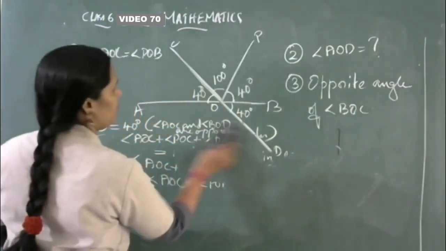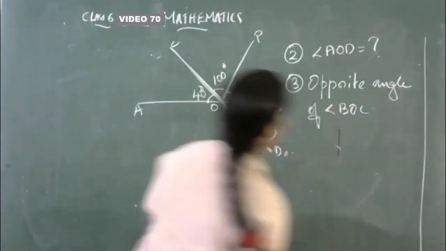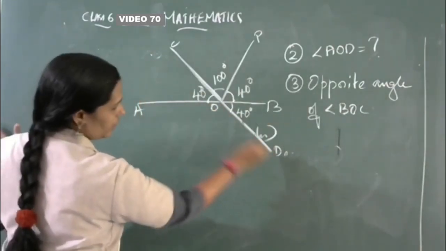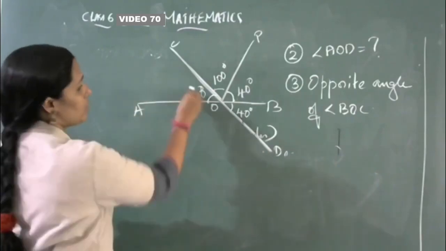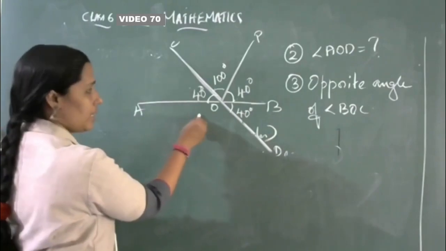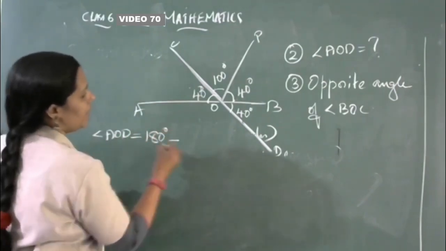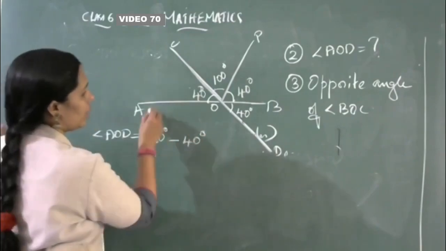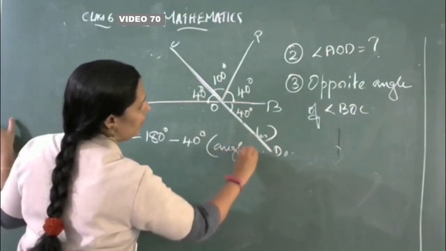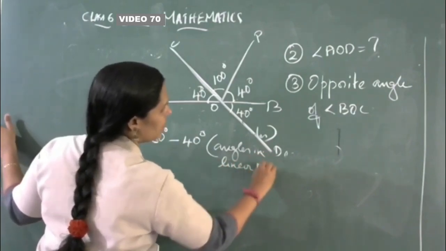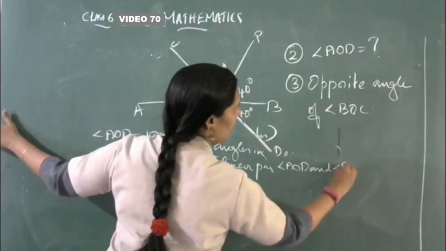Now we can do the second problem. I'm going to rub all this. Second problem, we have to find the measure of angle AOD, that is this angle. How can we find this? Okay, we can find this in many methods, but I'm going to take these two angles as a linear pair. So we can write angle AOD is equal to 180 minus 40. Are we getting this 180 minus 40? These two angles sum is 180 degree because angles in linear pair. Which two angles in linear pair? Yes, angle AOD and angle BOD.